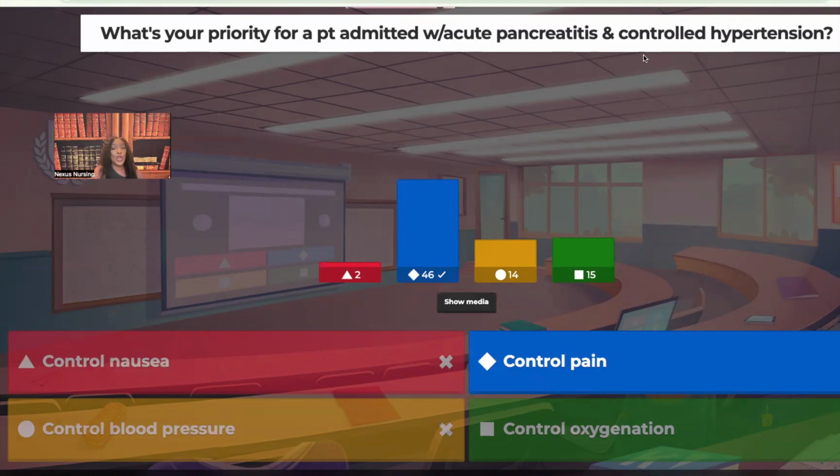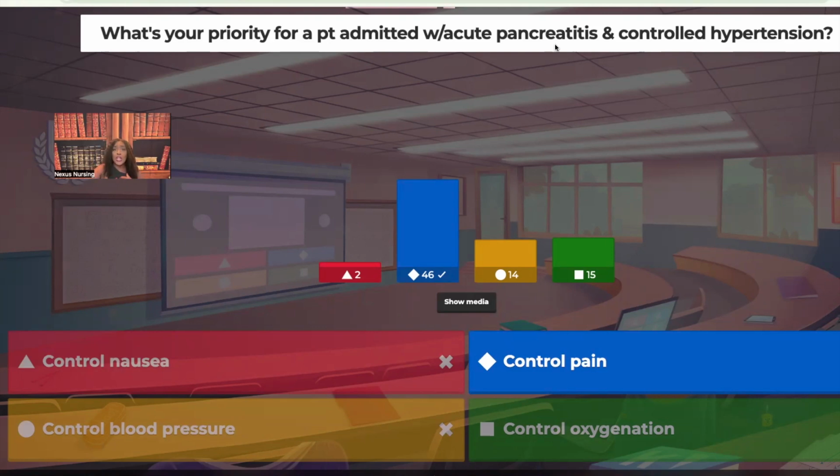For those who chose, 14 of you guys chose control the blood pressure. Why? The blood pressure is controlled. I just told you they have controlled hypertension. Why is the hypertension going to be our priority if that's controlled? Our priority is always going to be what's wrong in the moment. And what's wrong in the moment is pancreatitis.